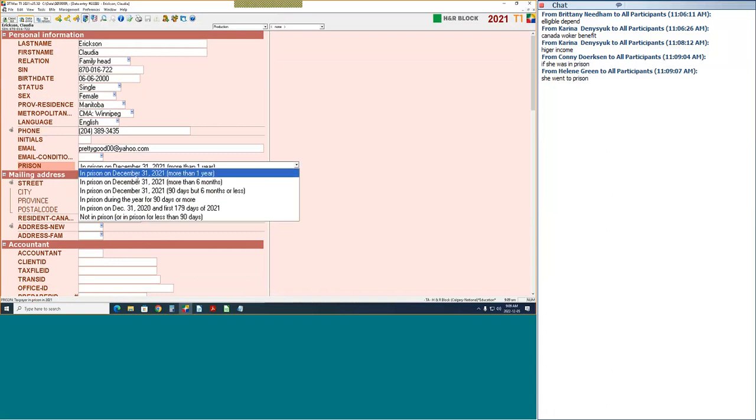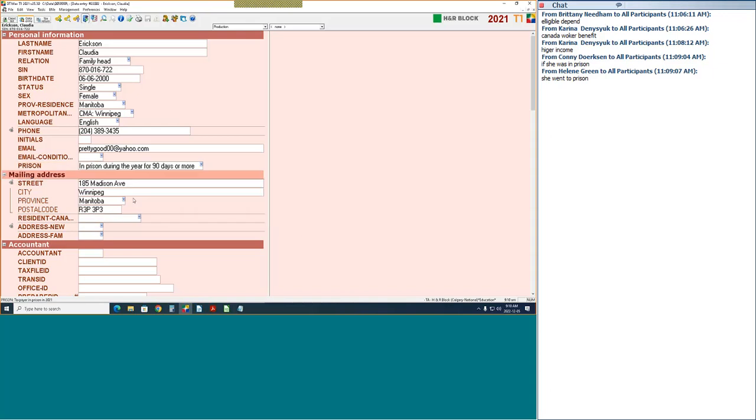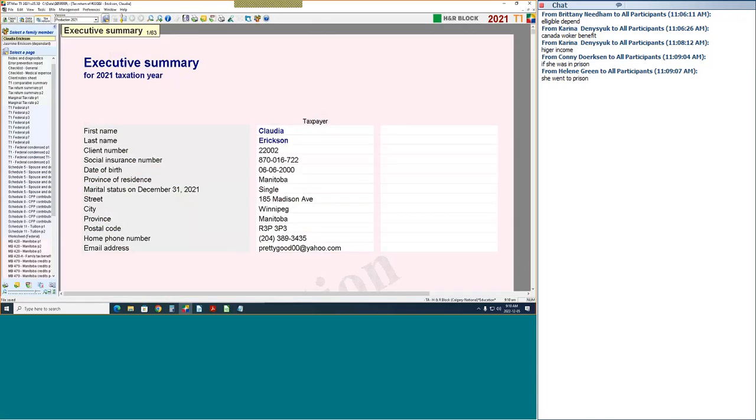So if she was in prison for more than a year, in prison at the end of the year more than 6 months, that might be relevant. In prison at the end of the year for 90 days, but 6 months or less. In prison at any point in the year for 90 days or more, you're going to have to determine the appropriate one. If I pick that she was in prison 90 days or more, what should happen to my Canada Workers Benefit?